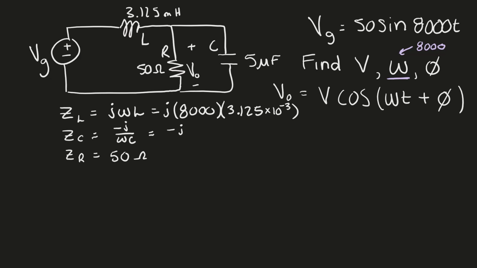And then for the capacitor, it is negative J over omega, which we just said was 8,000, times the capacitance, which is 5 times 10 to the negative 6, like that. All right, and let's plug those into a calculator and see what we get. So 8,000 times 3.125 to the negative 3 gives J25 ohms. And then negative J over 8,000 times 5 to the negative 6 gives negative J25 ohms.